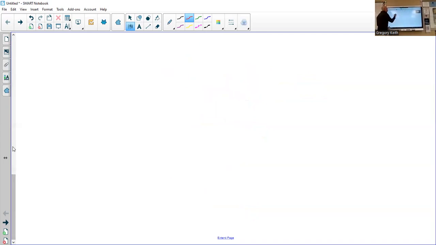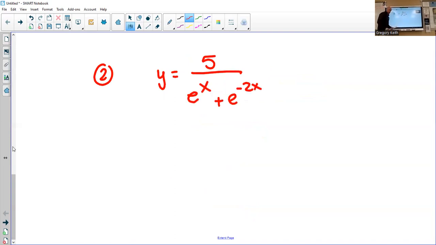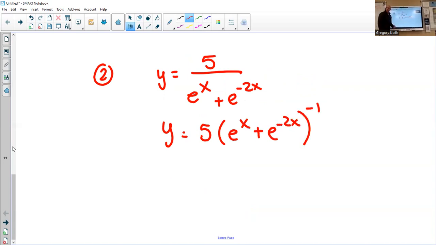All right, for our next one, we had y equals 5 over e to the x plus e to the negative 2x. Now with this one, there's a couple ways that we can do it. The easiest way, like I would not do quotient rule with this. The reason I would not do quotient rule is because up top is just a constant. So if that's just a constant, I can bring up the bottom as 5 times e to the x plus e to the negative 2x to the negative first, and then just use chain rule. It's easier that way.